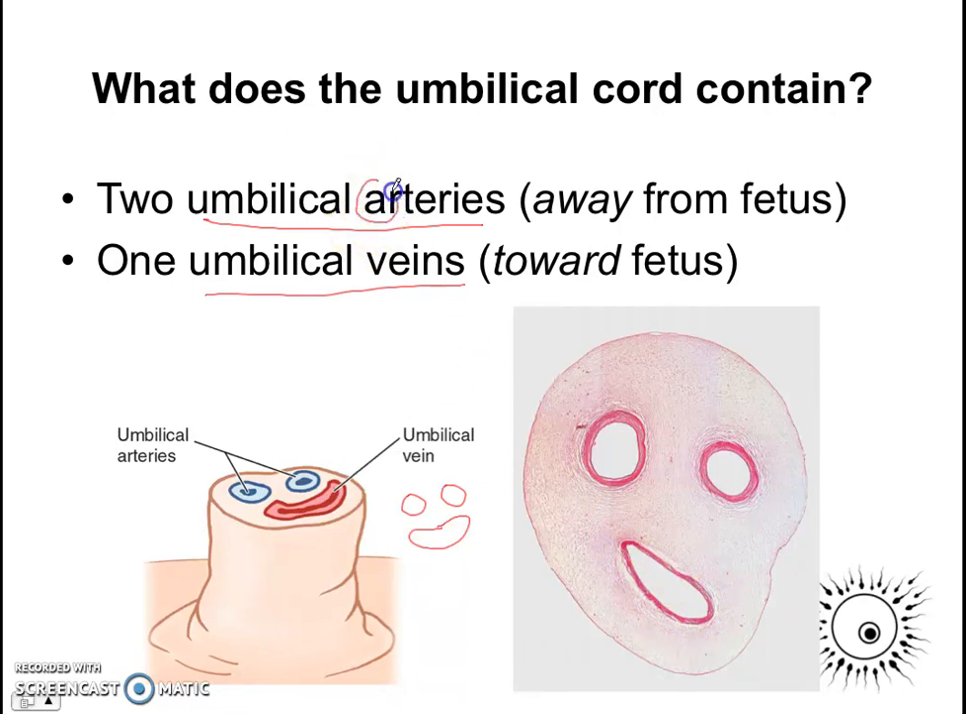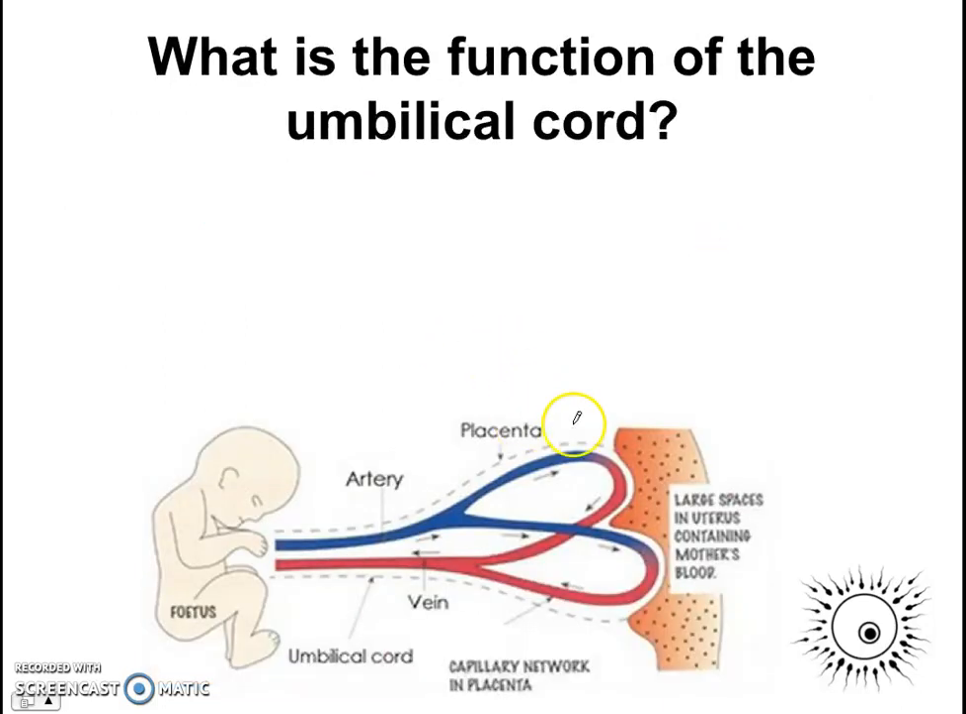Now, artery refers to the fact that the blood is moving away from the fetus's heart, and the vein carries blood toward the fetus's heart. So it's important to know that this artery and vein naming is with reference to the fetus's heart. This diagram here shows that again. So here is the placenta. This area here is the placenta. And you can see that the umbilical artery carries blood away from the fetus to the placenta, and the umbilical vein carries blood toward the fetus from the placenta.